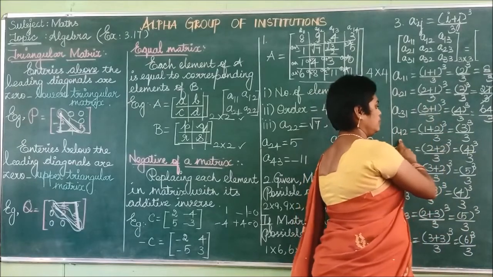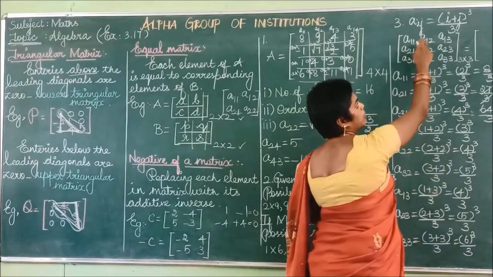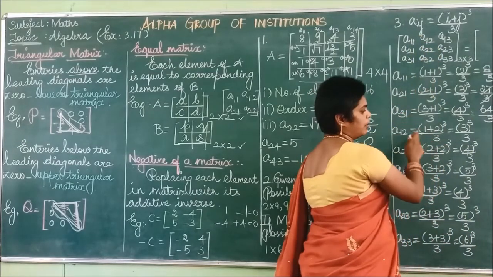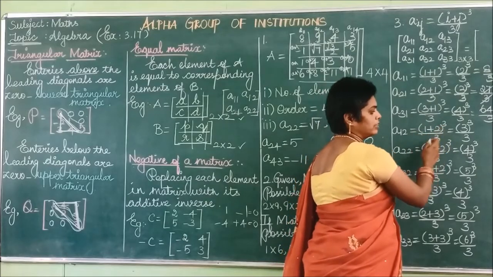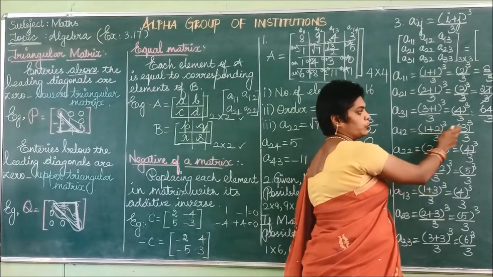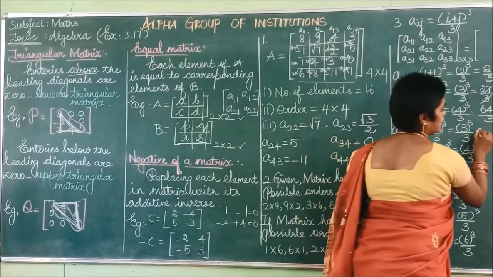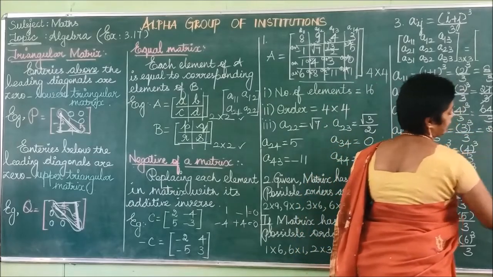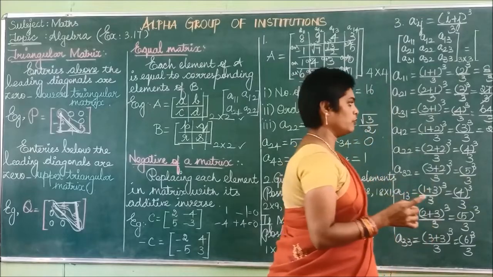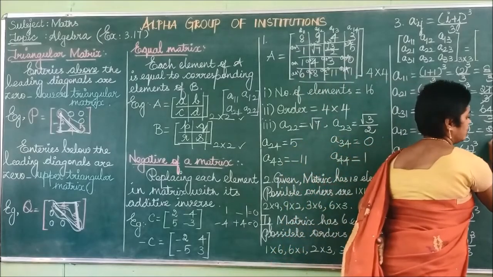So next A12. A12 means first row, second column. (1 plus 2) whole power 3 by 3. 1 plus 2 is 3, 3 power 3 by 3. What is 3 power 3? 3 power 3 is 27. 3 into 3 is 9, 9 3s are 27. 27 by 3.